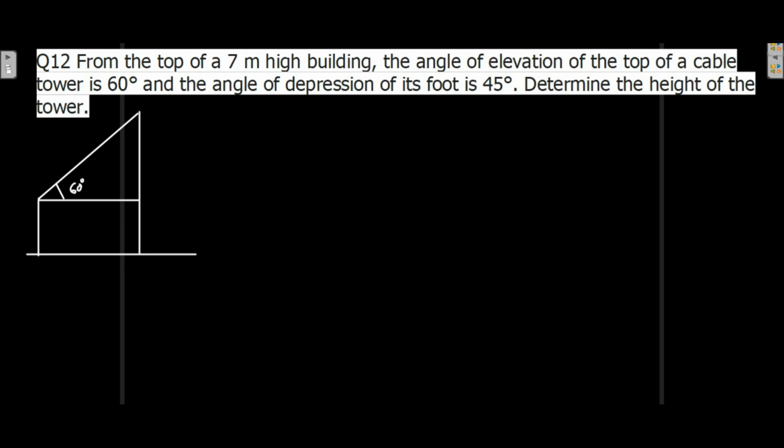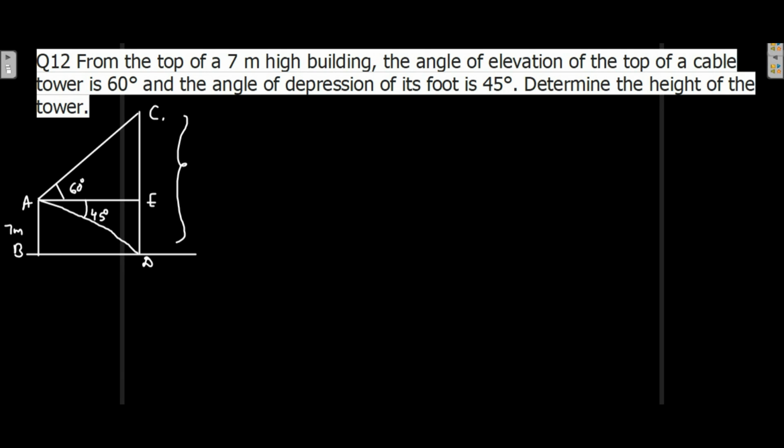Now it is saying the angle of depression of its foot is 45 degrees. So from here the angle of depression is 45 degrees. That means this angle is 45 degrees. Determine the height of the tower. That means you have to find this whole height of the tower. So this was the building which was 7 meters high. Let us name it AB, and suppose CD is the tower. Let E be this point.